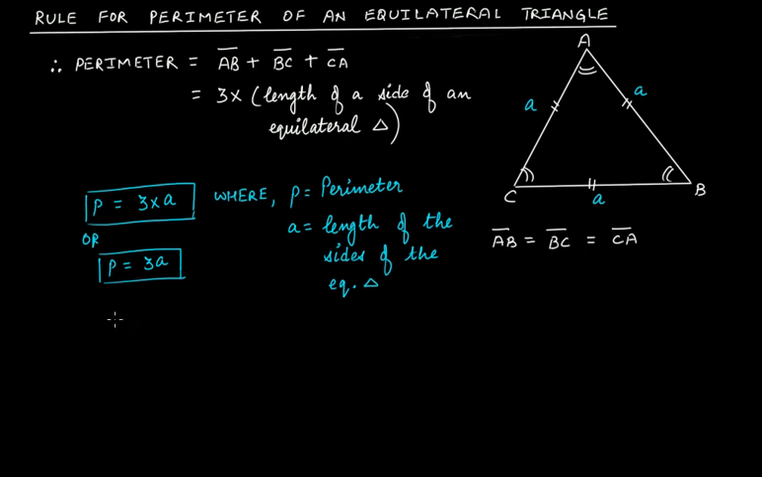So this will be the rule for the perimeter of an equilateral triangle using variables, and you have to learn this formula or rule. You will use all these formulas very frequently when you solve more and more problems on geometry and mensuration.